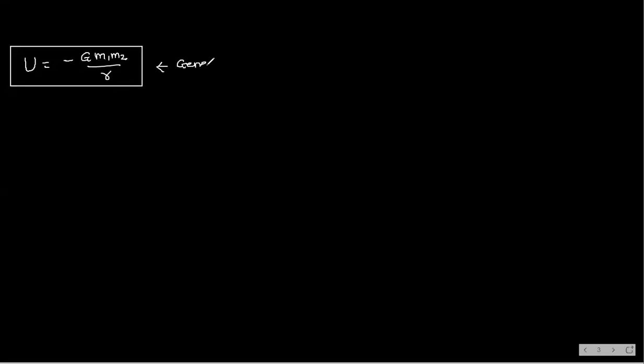So U is equal to minus G m1 m2 by r, if you are bringing from infinity. This is the general formula, keep it in mind. General formula: U is equal to minus G m1 m2 by r.